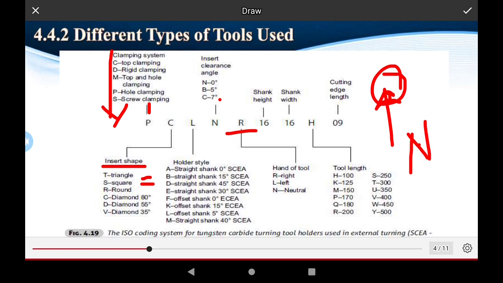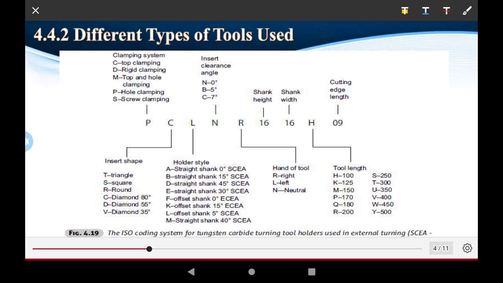Okay, the other is the straight shank used, with a shank width of 16. H is also a very smart command in CNC machines, provided for the tool length. Okay, H is the 100 mm length, as an assumption. K is 125, M is 150, P is 170, Q is 180, and R is 20.